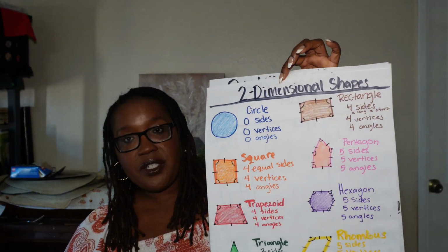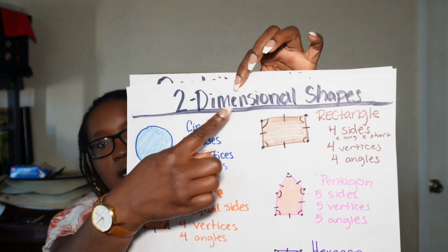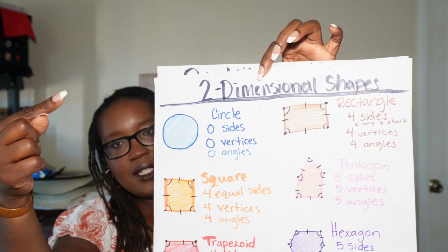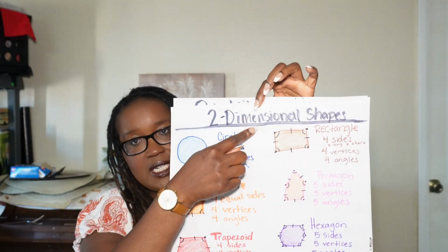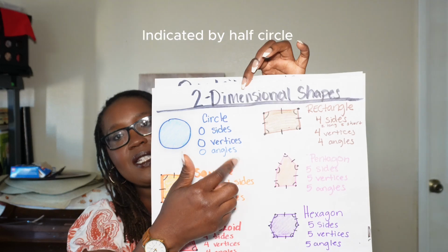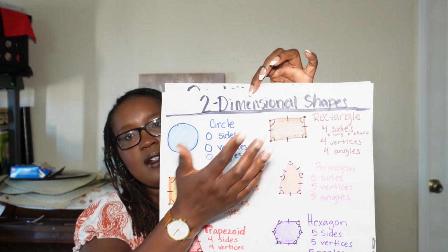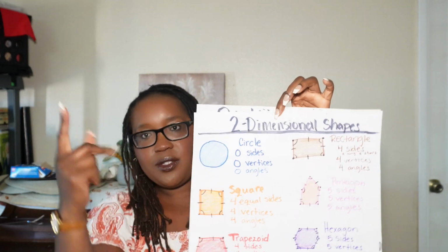We have the vertices. That's indicated by a little circle right here, and that's where 2 points or 2 lines come together, and that's called a vertices. And then we also have angles, which is the inside of the shape right here, the different measurements of the inside where 2 lines meet.